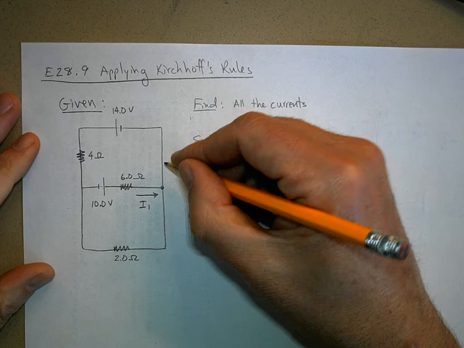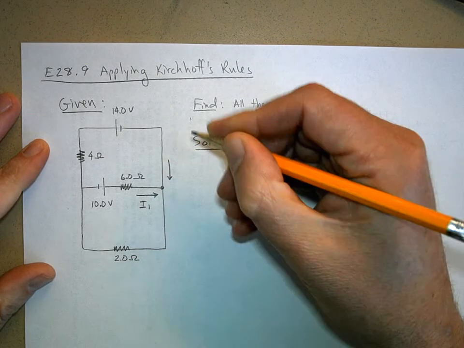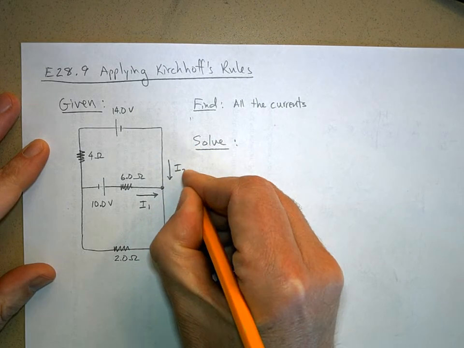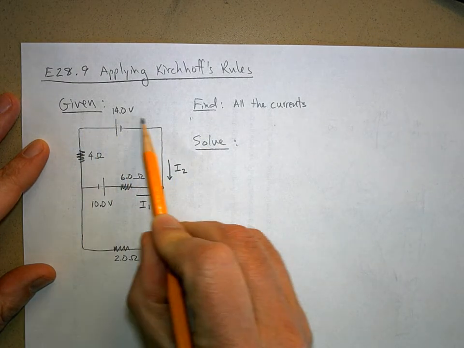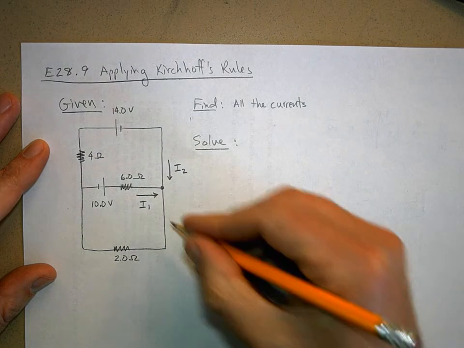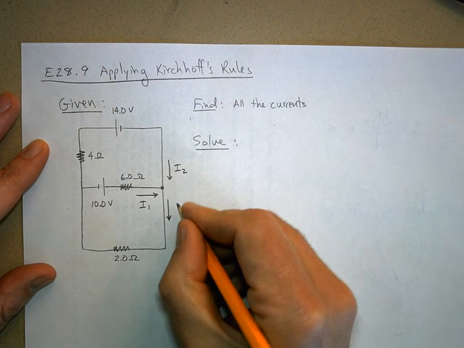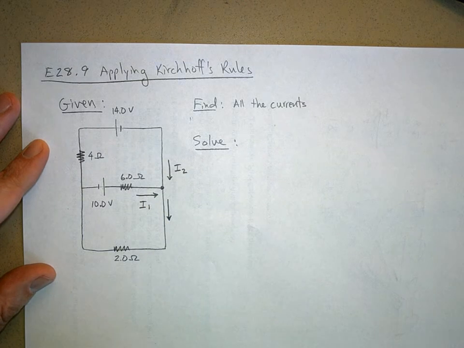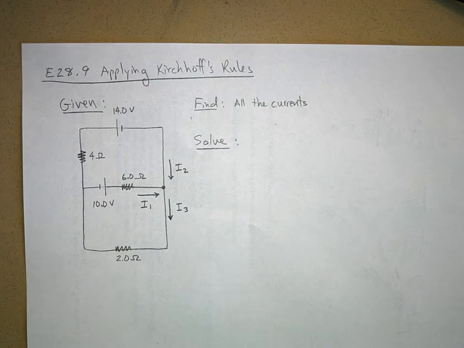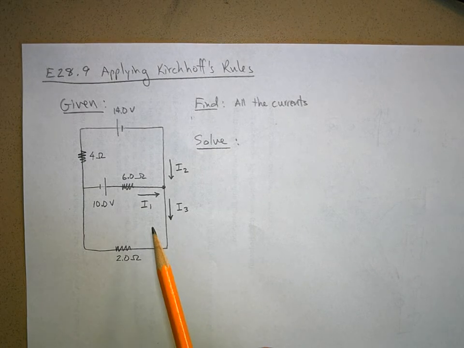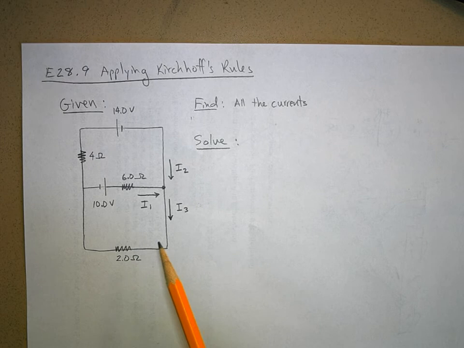And then we're going to call this current I2. So everywhere in this branch, flowing from here all the way around here, this is all I2. Well, if I've got 2 currents flowing in, I better have some current flowing out. We'll call that I3. Now, this gives us an equation that we can use to solve for the currents, or at least it gets us started.